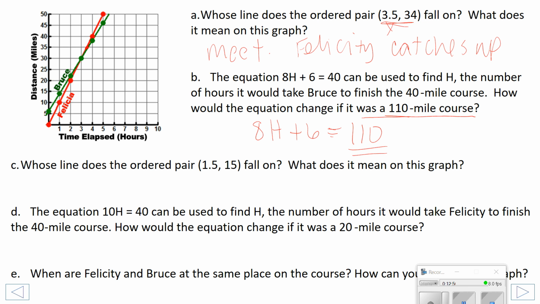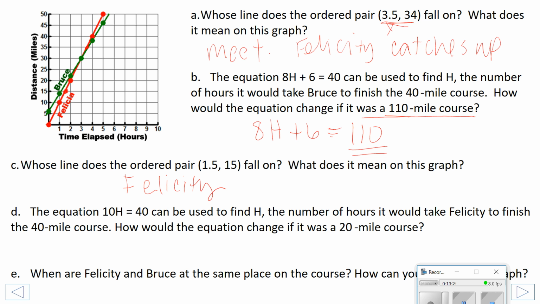So then the question asks, whose line does the ordered pair (1.5, 15) fall on? So we go to 1.5 and we go to 15, and we see that that falls on Felicity, or, oh, it's Felicia? Have I been saying Felicity this whole time? No, it is Felicity. They spelled it wrong. Okay, so we're going to go with Felicity. It's on Felicity's line. What does it mean? That's a good question. I'm going to pause the video, and you are going to think about what this means on the graph.